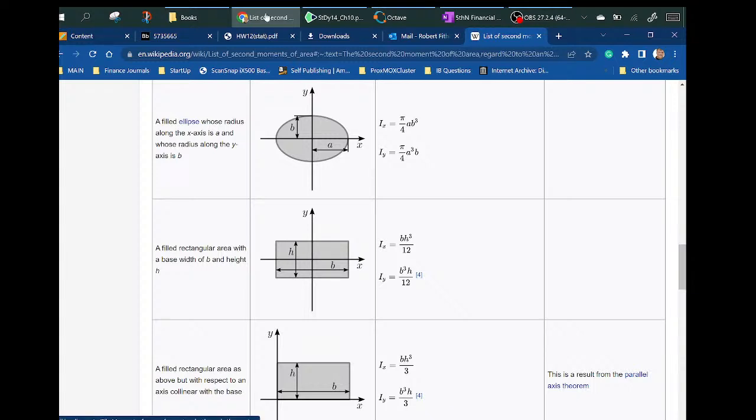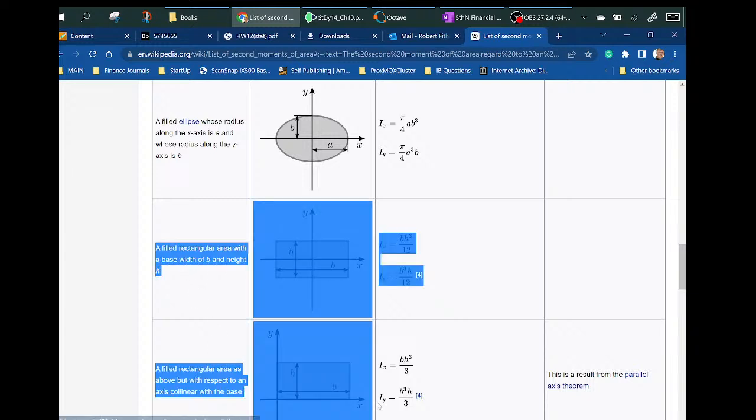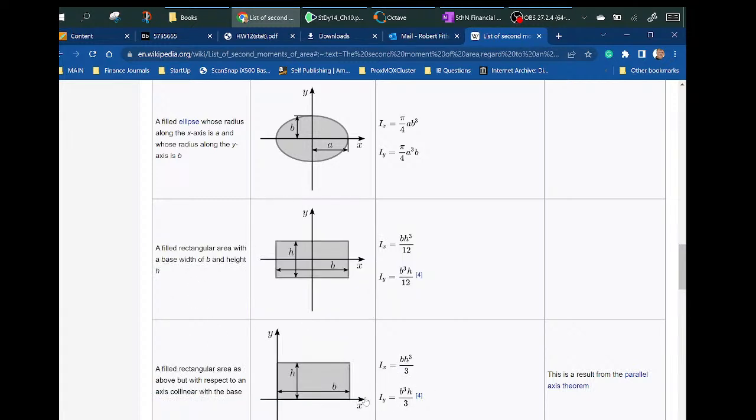So it's 1/12. The Ix, think of it as though you're spinning about this x-axis. So the Ix is 1/12 base times height to the third. Now, I'll show you next time how you can actually integrate this. And this one right here is actually the same as the one right there. It's just that the x and y axes are located here, not at the centroid. Here, it is located at the centroid.